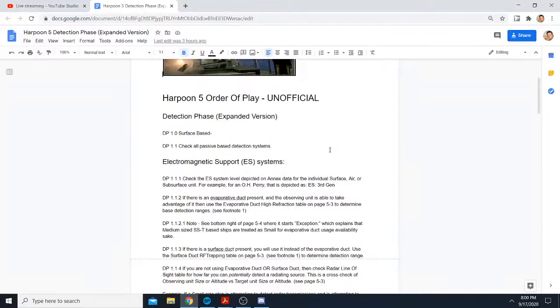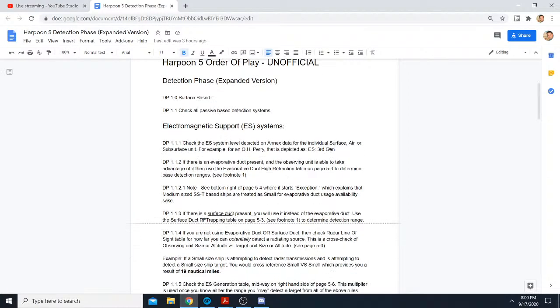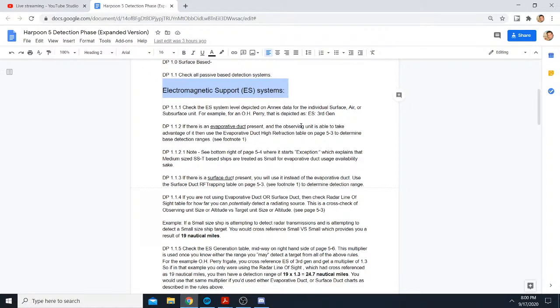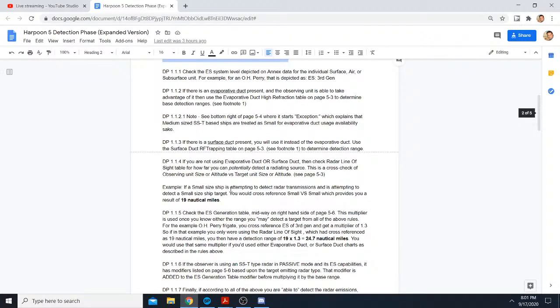We're going to start with ES detection, or electromagnetic support system detection. What I've done here is step it through. For most naval wargaming I've ever done, I tend to think linearly, step by step, so that's how I've tried to break this down. Again, I will provide this document to you as soon as I clean it up.